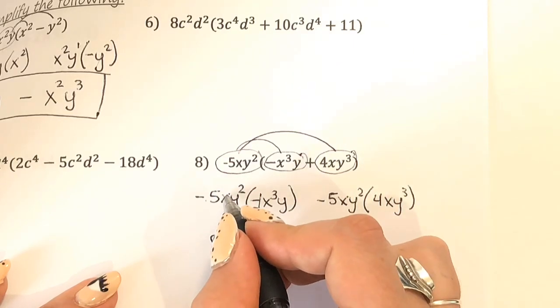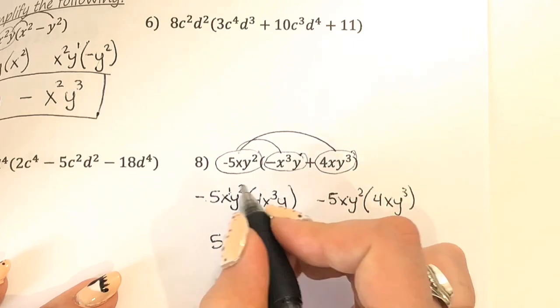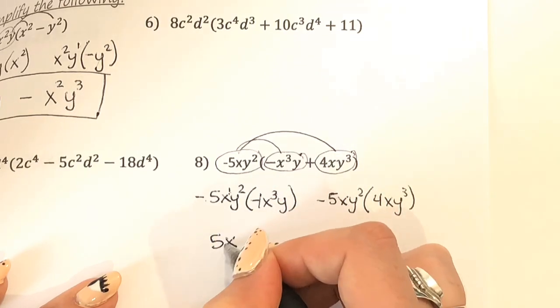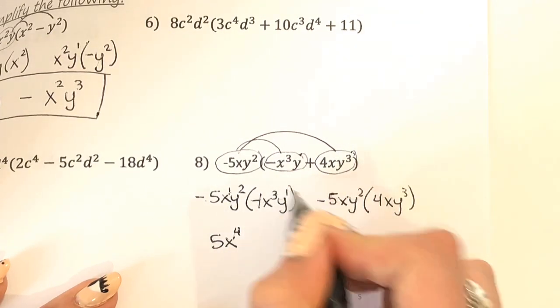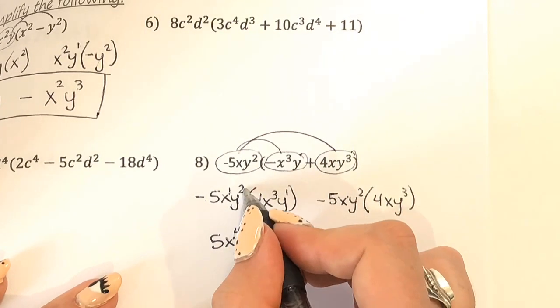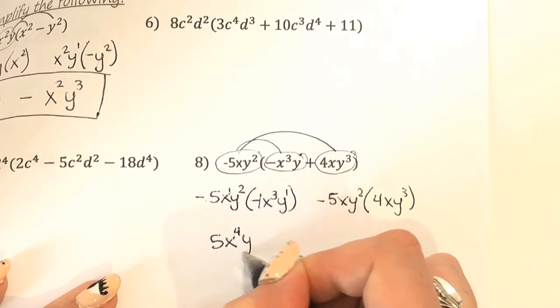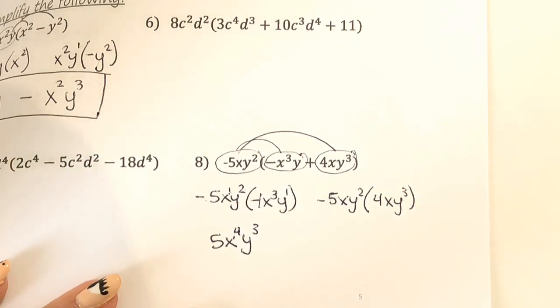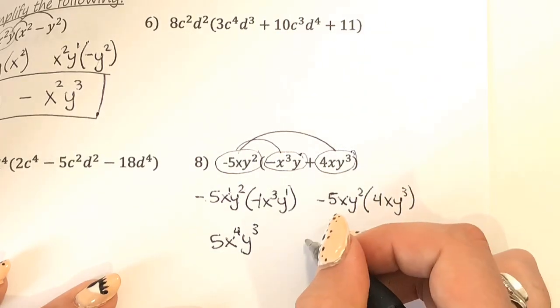Now let's do our x's. This is like an x to the 1, and then I have an x cubed. So 1 plus 3 is 4. So I'm going to have an x to the 4th. And then this is like a power of 1 on the y as well. So I'm going to have y squared times y to the 1. I get 2 plus 1 is 3. So when I multiplied those, it turned into a positive 5x to the 4th y cubed. Now let's do our second term. So looking at the numbers first, I have a negative 5 times 4 is a negative 20.